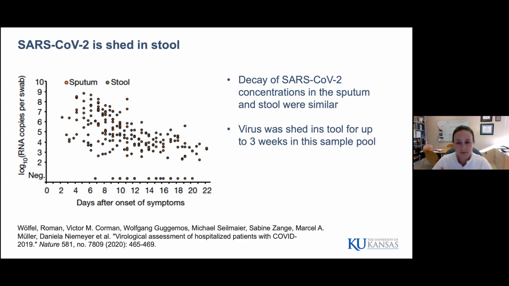SARS-CoV-2 is a respiratory virus. It's not an enteric virus, but in human samples, it has been shown to be shed in stool. So this is some data that came out of a hospital study in Munich, Germany. It came out in March, almost a year ago now, just when the novel coronavirus was first being studied.